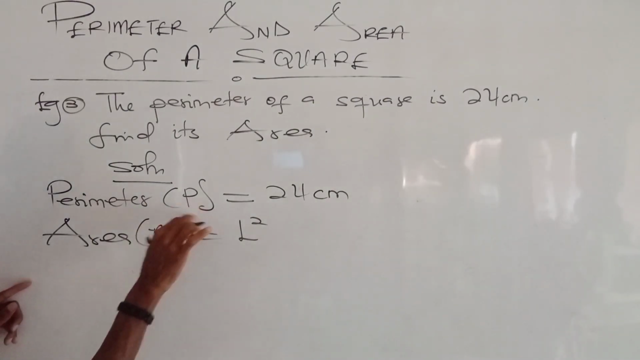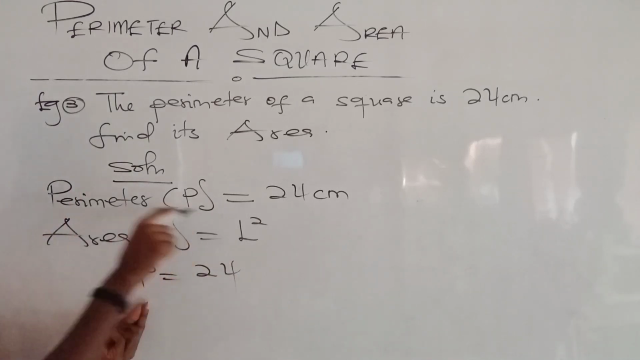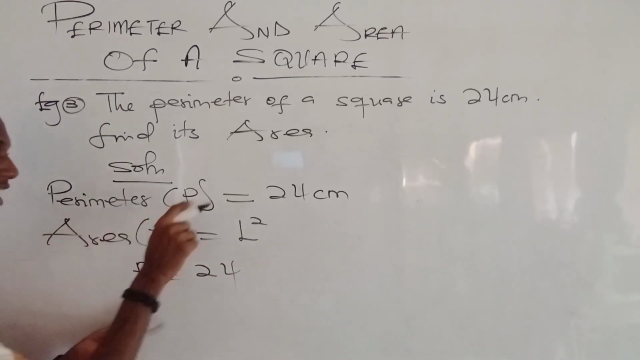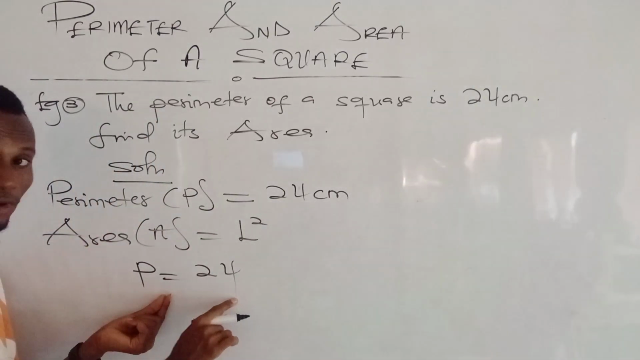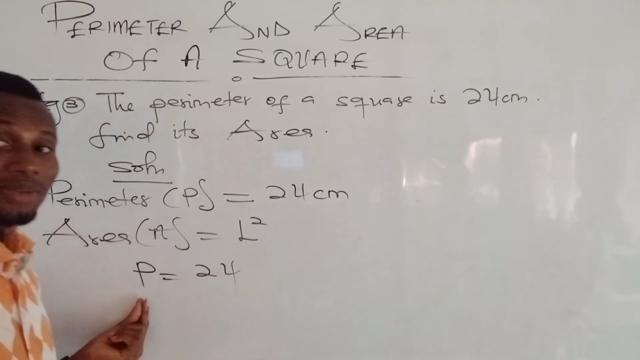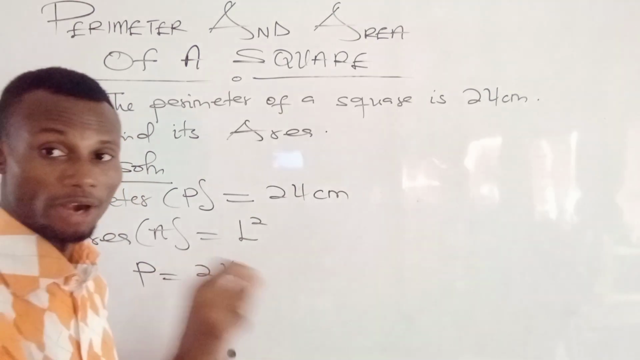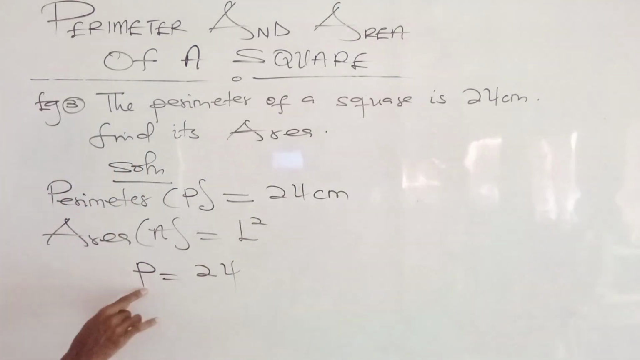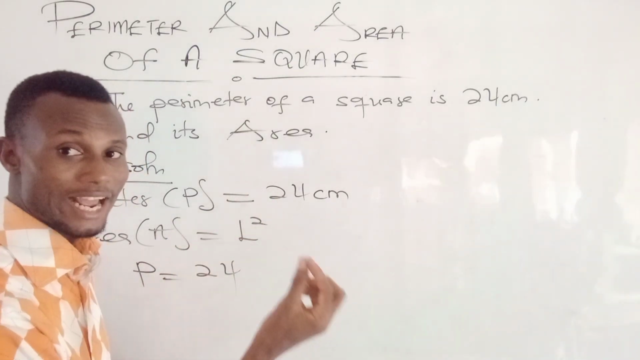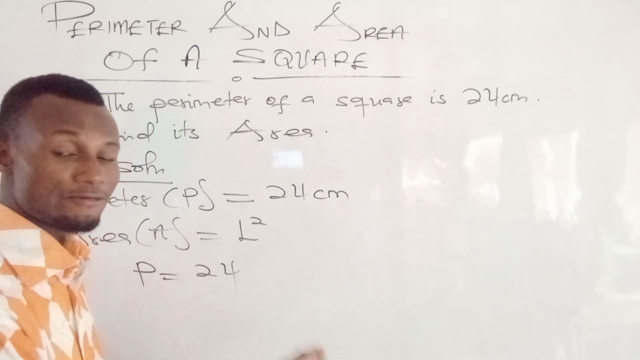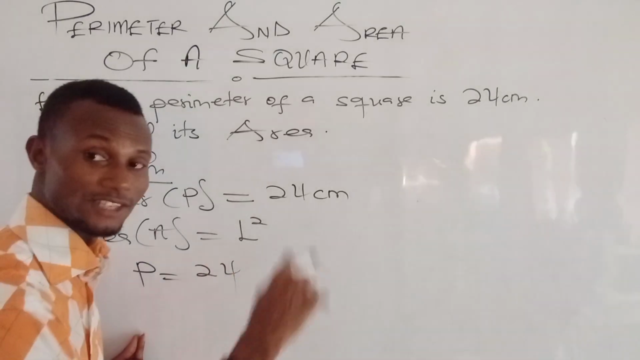So we have our P equals 24. P here represents the perimeter. Because we've written perimeter in brackets, P equals 24 centimeters, where P is the perimeter of the square. So in place of P, I can put the formula for finding the perimeter of a square there. The formula for finding the perimeter of a square is 4L.